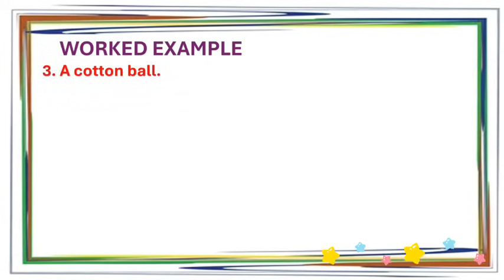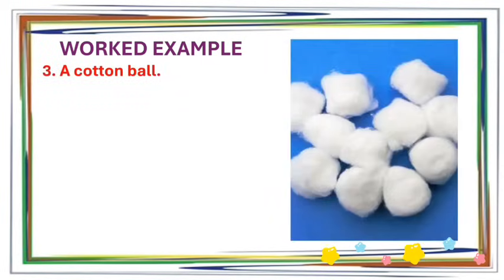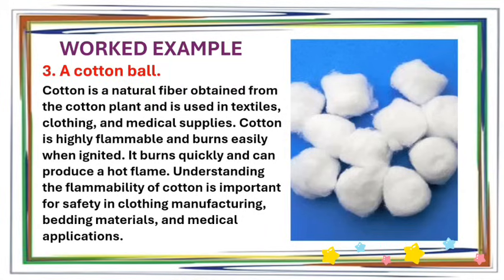Number 3. A cotton ball. Cotton is a natural fiber obtained from the cotton plant and is used in textiles, clothing, and medical supplies. Cotton is highly flammable and burns easily when ignited. It burns quickly and can produce a hot flame. Understanding the flammability of cotton is important for safety in clothing manufacturing, bedding materials, and medical applications.